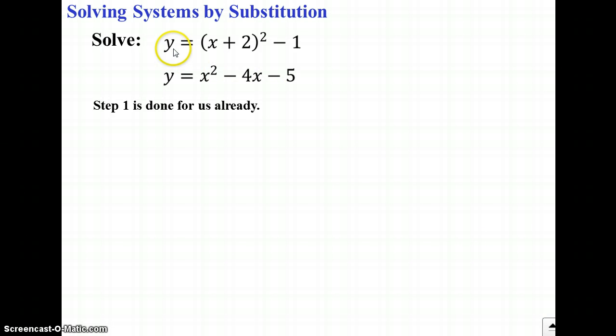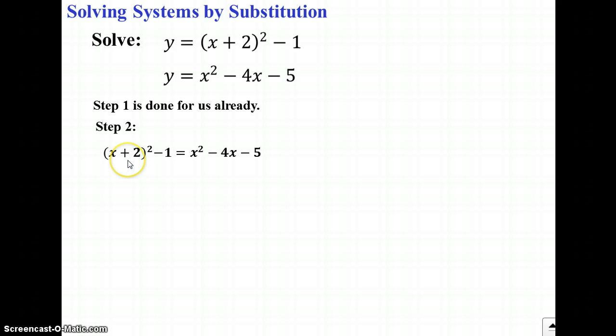We can choose y equals the first equation or y equals the second equation and use substitution. So plug this expression in for y. So here's what step 2 would look like. (x + 2)² − 1 could equal x² − 4x − 5. So I take this whole expression and substitute it in for this y. All right, I've got one equation with one variable. I can solve for x.